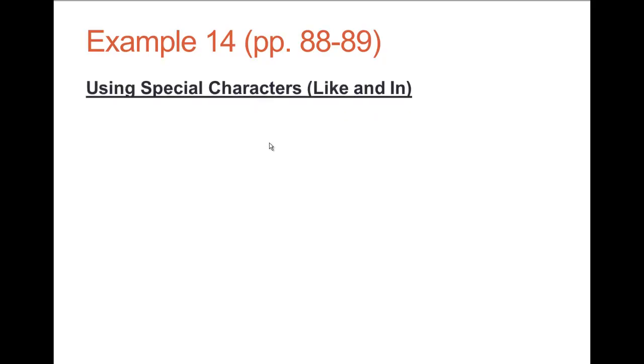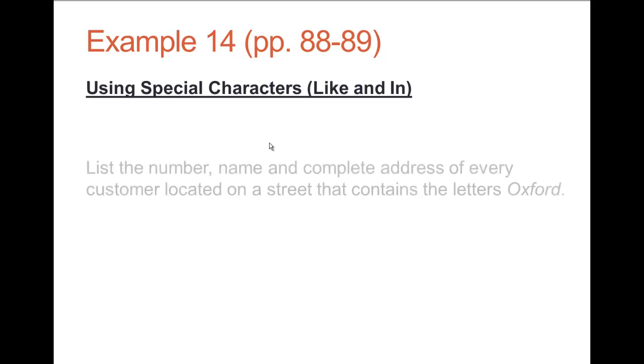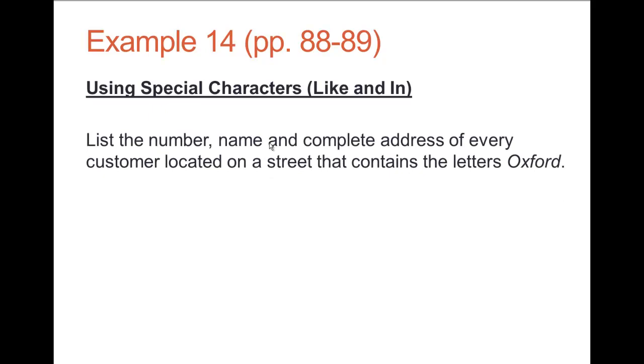Your textbook then goes into some special characters or special operators like AND and IN. I can't imagine a day going by where I wouldn't use these two. These two special operators are tremendous. They're used commonly, constantly. So in example 14, they want us to list the number, name, and complete address of every customer located on a street that contains the letters Oxford. So maybe the street name is Oxford Junction, or maybe the street name is Blue Oxford. I don't know. I just want to see the ones where the street name contains the word Oxford.